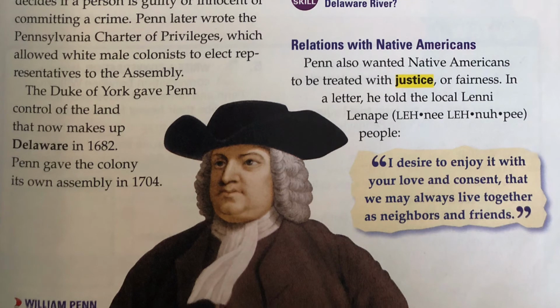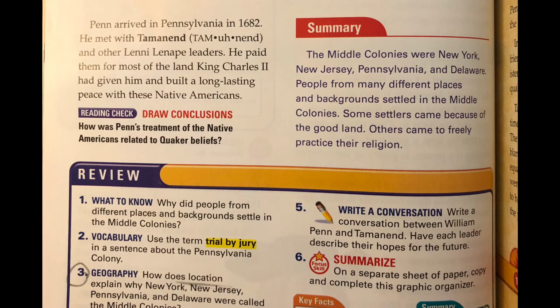Relations with Native Americans. Penn also wanted Native Americans to be treated with justice, or fairness. In a letter, he told the local Lenni Lenape people, "I desire to enjoy it with your love and consent, that we all may always live together as neighbors and friends." Penn arrived in Pennsylvania in 1682. He met with Tamanin and other Lenni Lenape leaders. He paid them for most of the land that King Charles II had given him, and he built a long-lasting, peaceful relationship with the Native Americans.